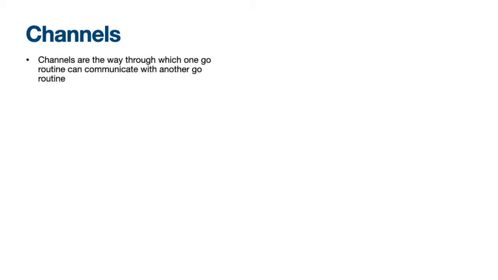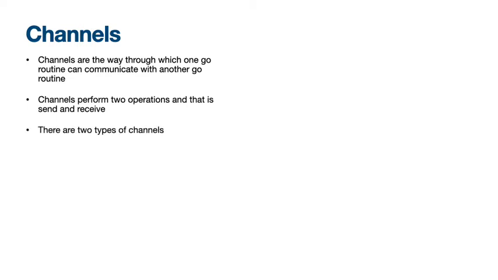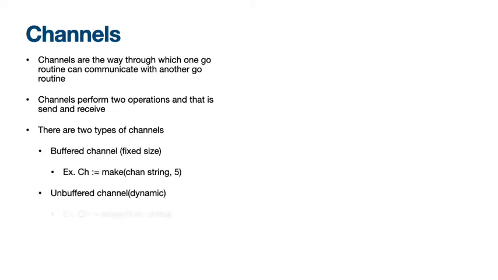So what are channels? Channels are the way through which one Go routine can communicate with another Go routine. Channels perform two operations, that is send and receive. There are two types of channels: buffered channels and unbuffered channels. A buffered channel has a fixed size and an unbuffered channel has a dynamic size.